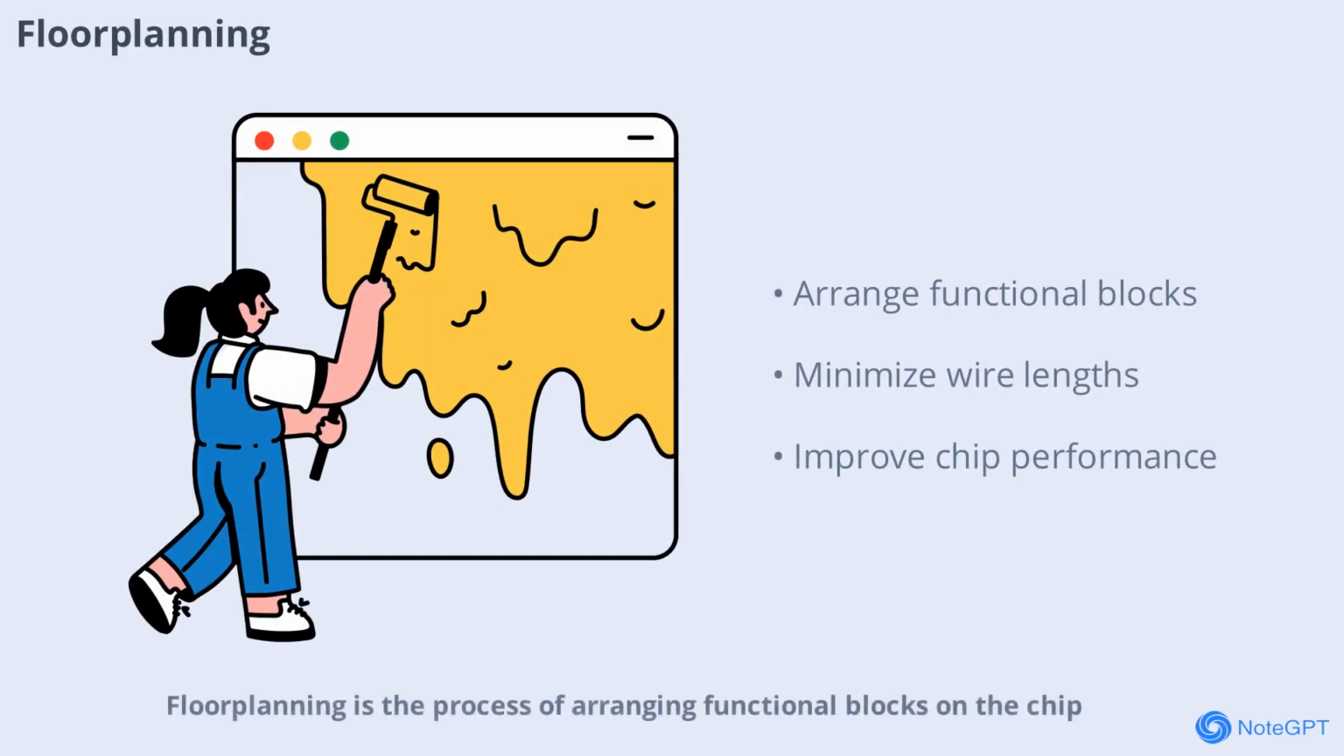Floor planning is the process of arranging functional blocks on the chip. Good floor planning minimizes wire lengths, reduces delays, and improves performance. Designers must balance area, power, and timing constraints while placing components. Effective floor planning is a key step in achieving an optimal physical design and manufacturable chip.